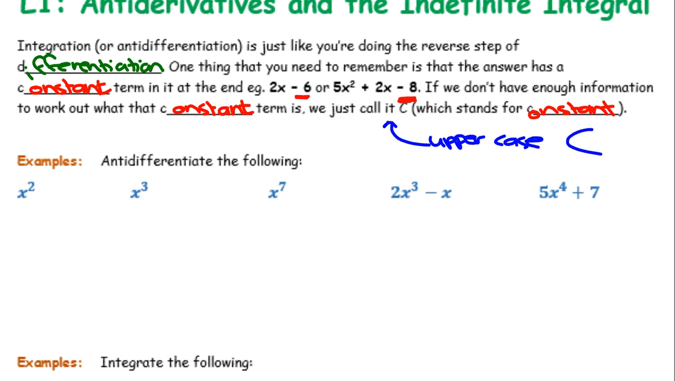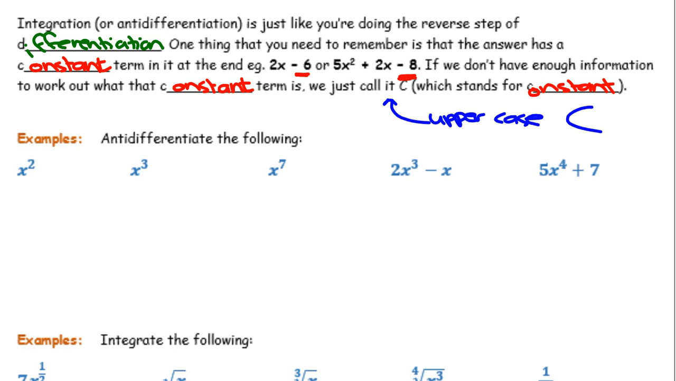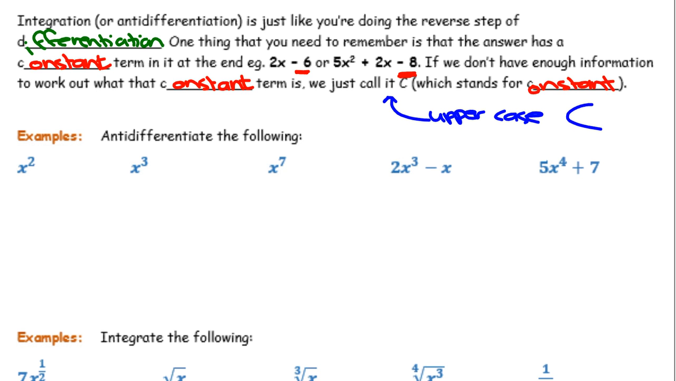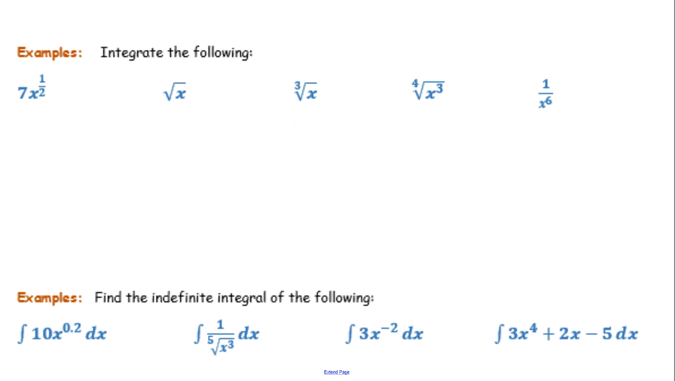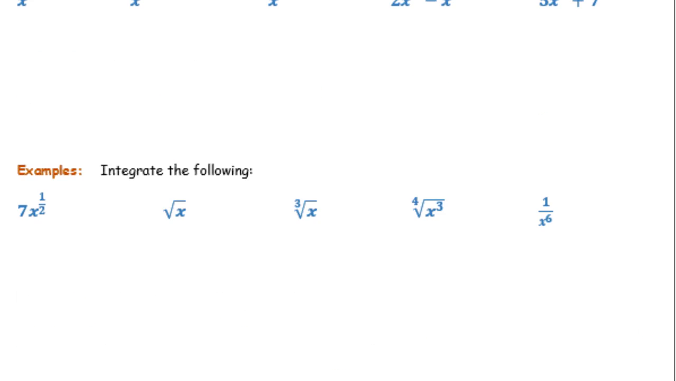Okay, examples: anti-differentiate the following. See the different ways they are asking the same thing. Anti-differentiate the following, integrate the following, find the indefinite integrals of the following, and I've used the crazy symbol: find the integral of this function with respect to x. But these ones are nice and easy.